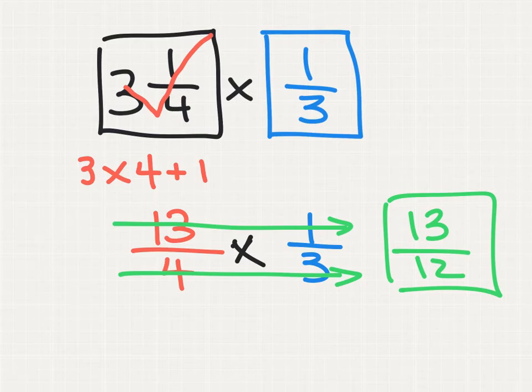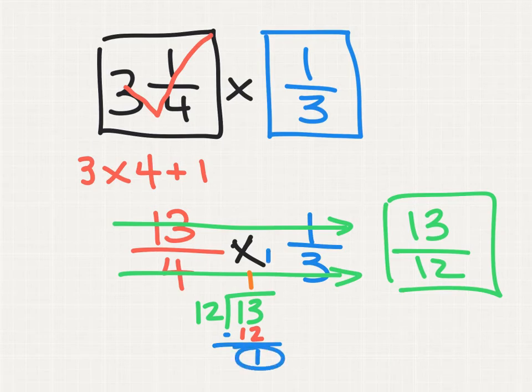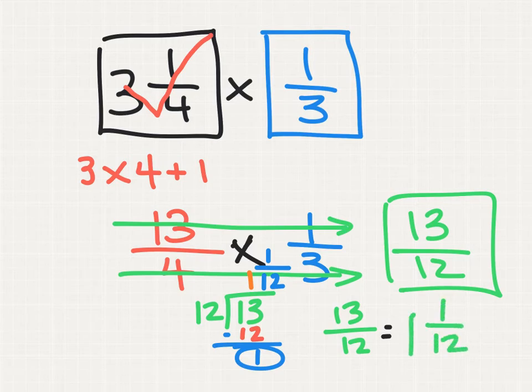So 13, my numerator, divided by 12. I can make one group of 12 from 13. 12 times 1 is 12. 13 minus 12 is 1. That 1 becomes my new numerator over my original denominator of 12. So that 13/12 as an improper fraction can be rewritten as the mixed number 1 and 1/12.